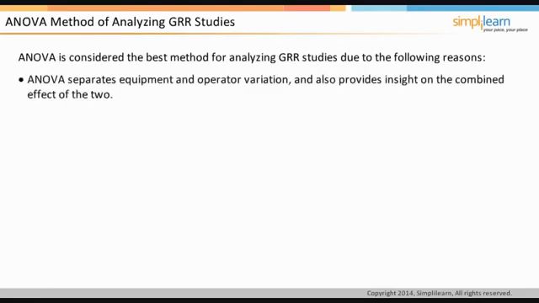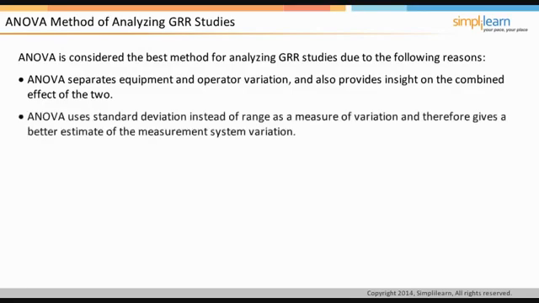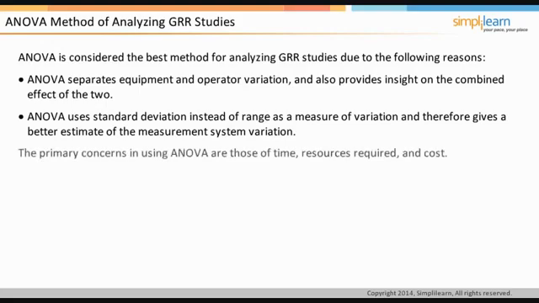The first being ANOVA not only separates equipment and operator variation, but also provides insight on the combined effect of the two. Second, ANOVA uses standard deviation instead of range as a measure of variation, and therefore gives a better estimate of the measurement system variation. The one drawback of using ANOVA is the considerations of time, resources, and cost. In the next screen, we will understand how MSA can be interpreted.